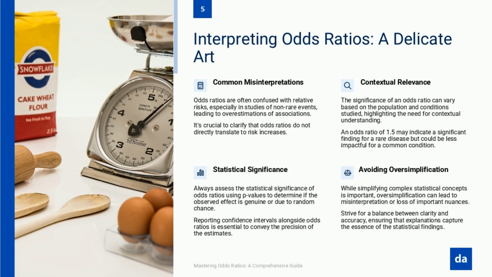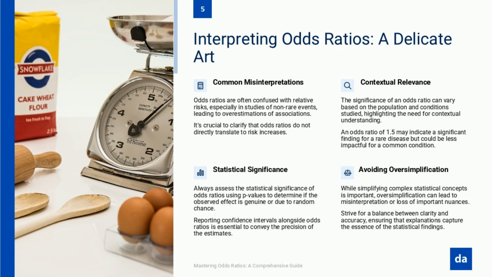Another critical aspect of odds ratio interpretation is the consideration of confidence intervals. These intervals provide a range of values that indicate the precision of the estimate. A narrow confidence interval suggests a more precise estimate, while a wide interval may indicate uncertainty about the odds ratio's reliability. Always report confidence intervals alongside odds ratios to give a complete picture of the results.